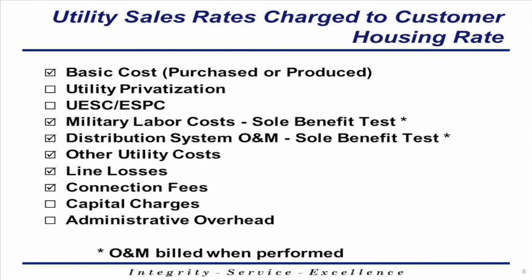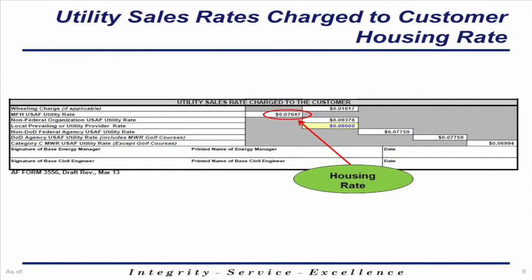You can see that UESC, ESPC, capital, and admin costs are not included in the basic cost. You notice also the distribution system O&M cost charge from the form is not included for housing. The only O&M charge that would be charged to housing would be determined by the sole benefit test, and the project work that was done would be billed directly to that customer when it's performed.